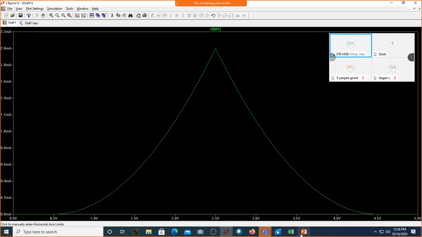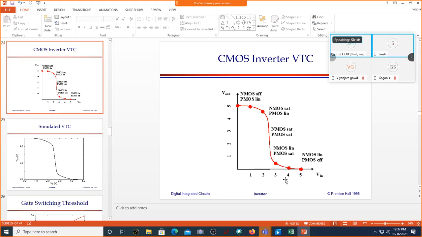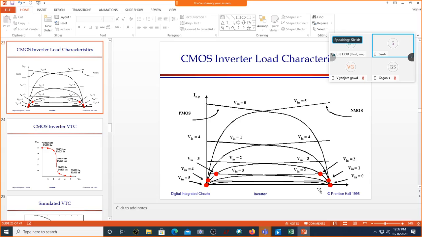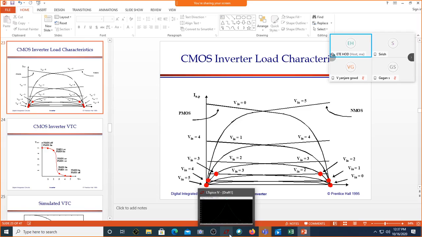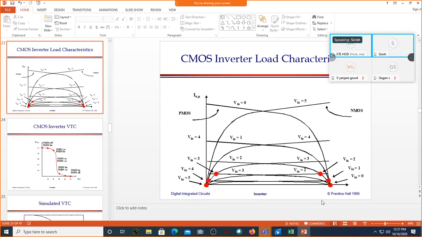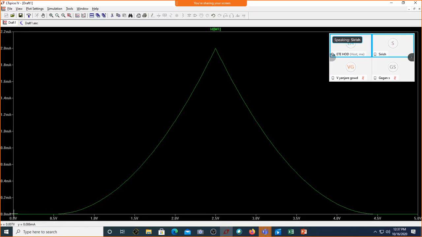Can you relate this to something here? Yes, sir, this is maintaining constant for some time. It's not time, it's voltage. Sirish, are you talking about this 0 to 0.5 volts? Yes, sir. And this 5 to 4.5? Yes, sir. Any reason from any one of you why it is flat here?